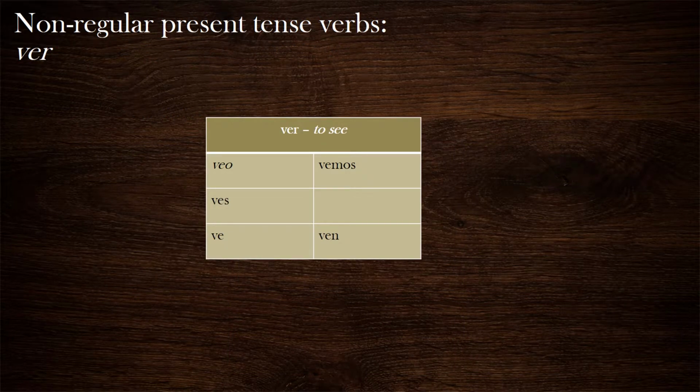Ver is so close to being regular, but it's not. Veo. You're not taking off the ER and adding an O. You're adding an EO. Then the rest of it's regular.